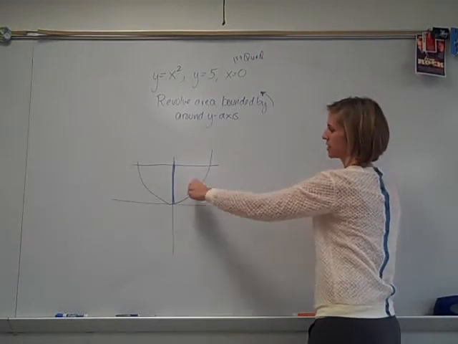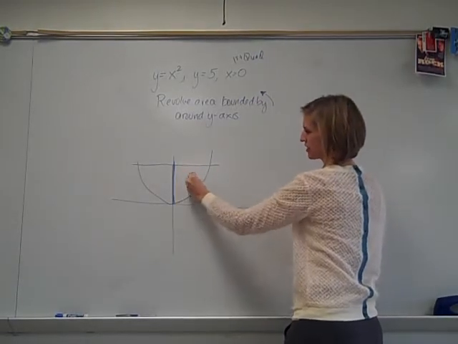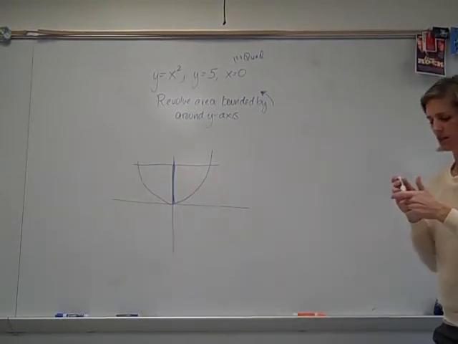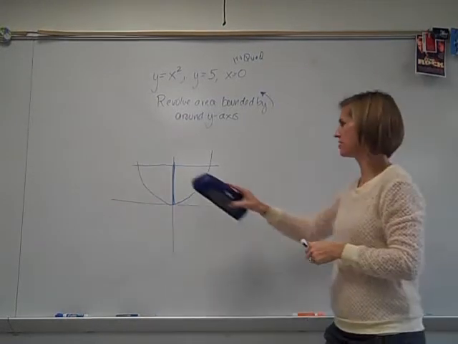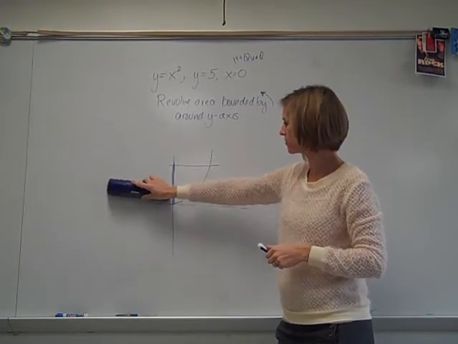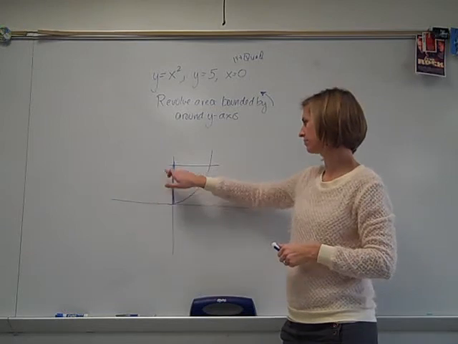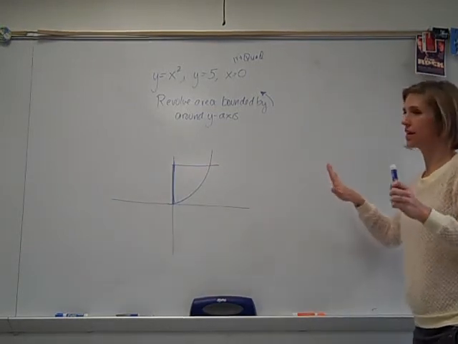Because if I draw y equals x squared and y equals 5, I've actually got two different bounded areas. So let's just take the one in the right quadrant, even though I'm going to end up drawing its mirror image in just a second. So this is the area I've got.